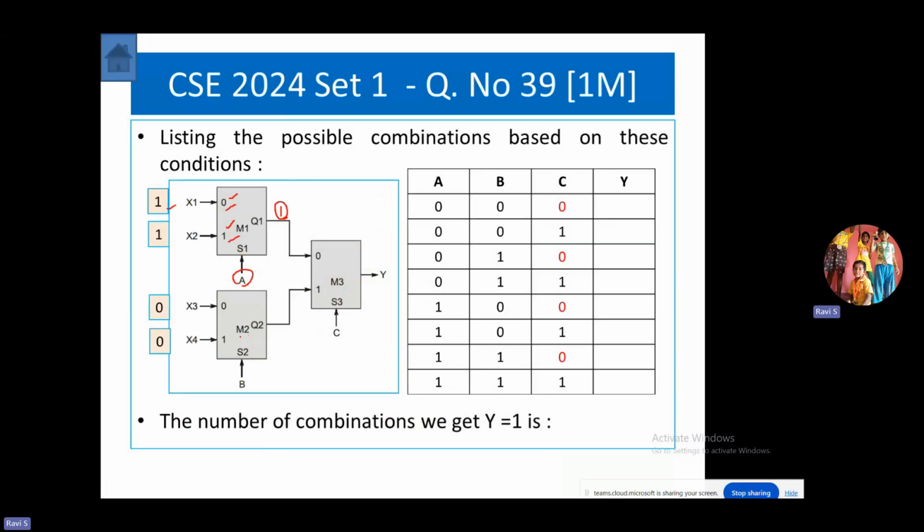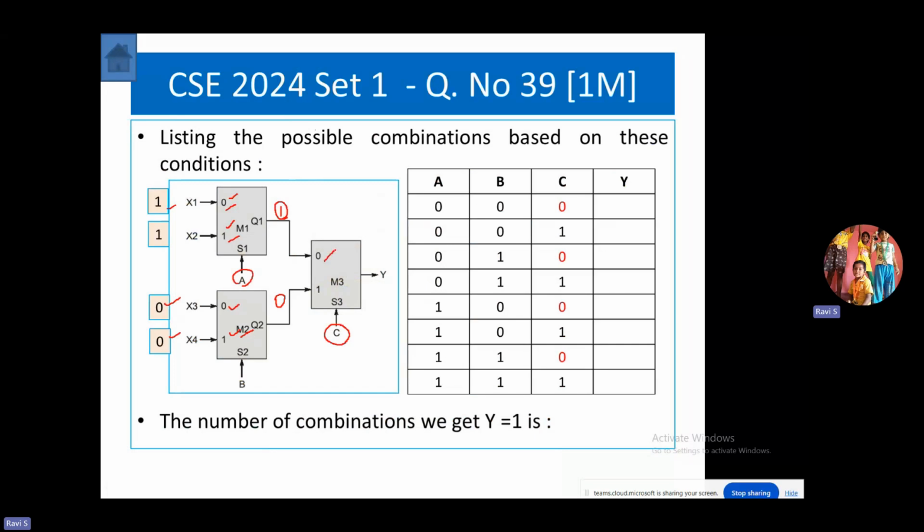Similarly, for multiplexer M2, because the data inputs are 0 and 0, both the values are 0, whether you select B as 0 or 1, the output is going to be always 0. Now the major thing is how we select the value of C.